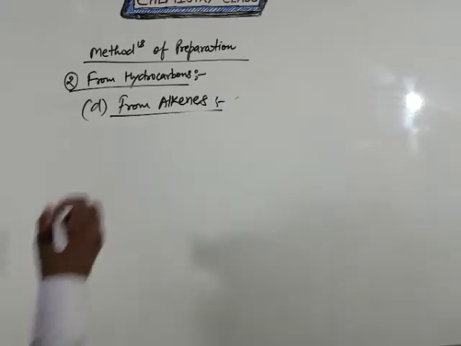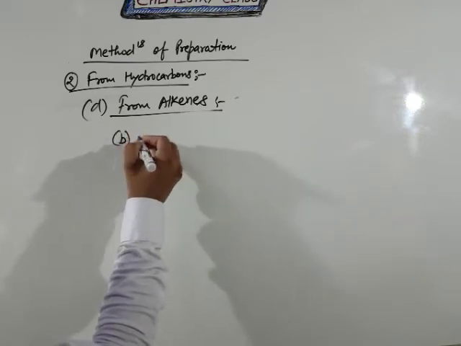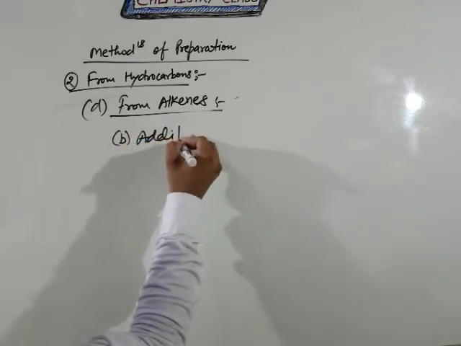Now go on to the next one, addition of halogen. The B point is the addition of halogens.